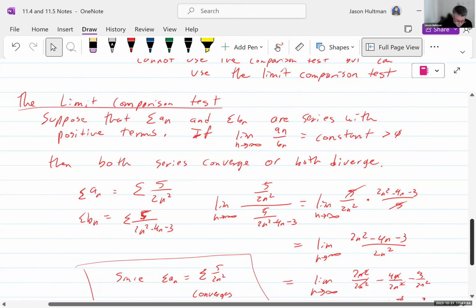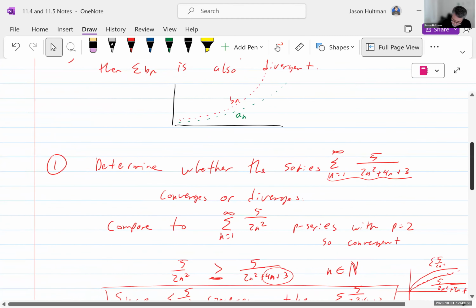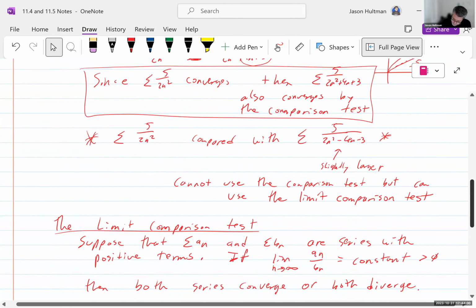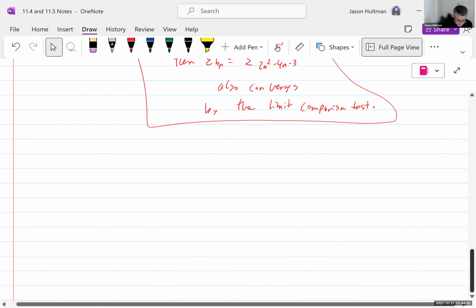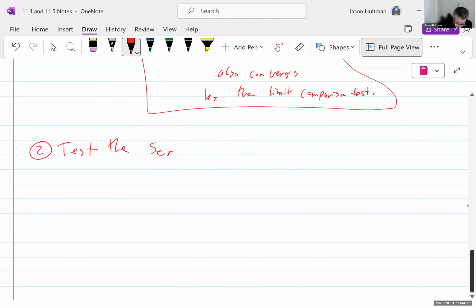So that was number 1, right? Number 2? That was number 2. Okay. That was actually just an example. Okay, so let's go to number 2 here. Okay, test the series summation n equals 1 to infinity of the natural log of n over n for convergence.